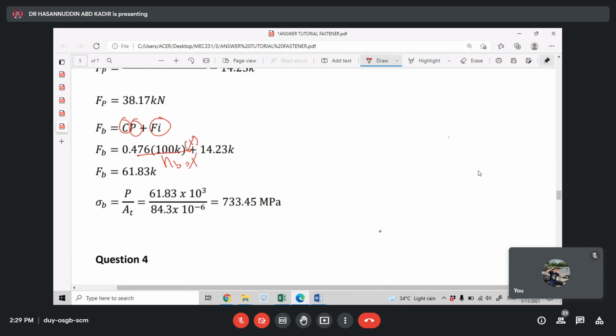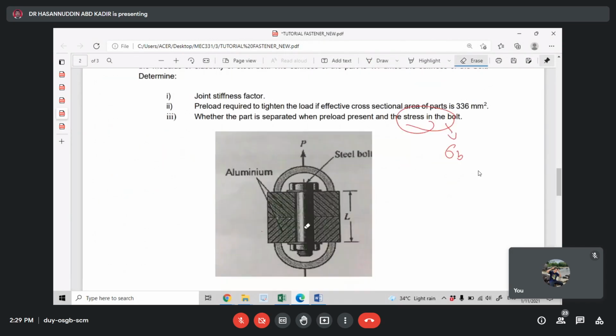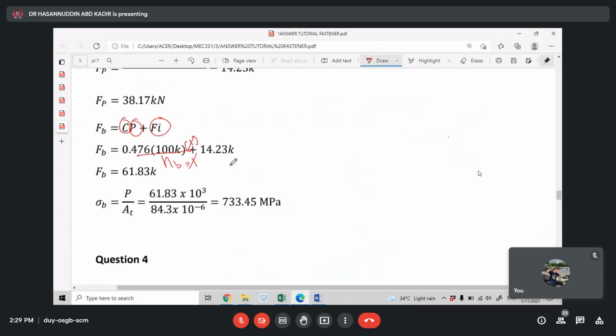Dan bolt ni pun sama, dia punya bolt tu, how many bolts they give to you. So this one is only one. From this question, there's only one bolt. So we mention there's no need to divide lah, but you can divide by 1, so the value is the same. Let's say they ask you for the number of bolts. Okay, they have a number of bolts equal to 2. So you need to divide this one by 2.